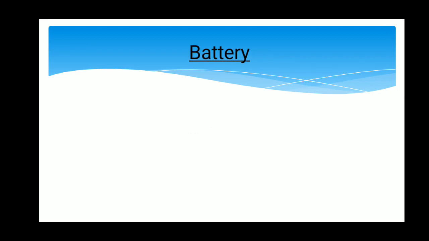Now we discuss battery. It is a combination of two or more cells. This is the symbol of a battery. In order to obtain a battery, the negative terminal of the first cell is joined with the positive terminal of the second cell, and so on. In this figure, the battery consists of 3 cells.